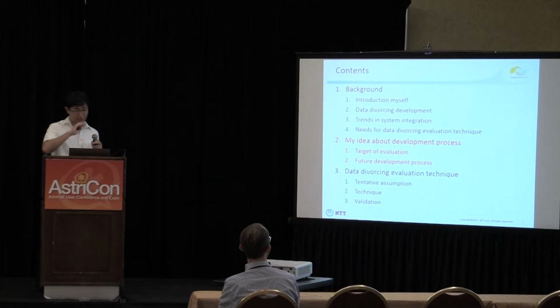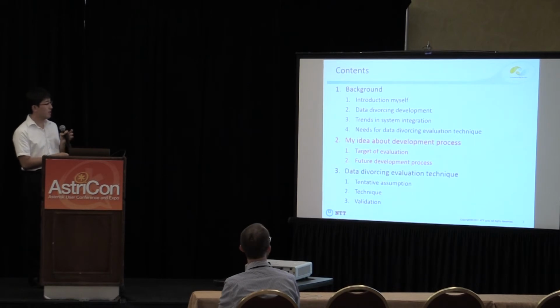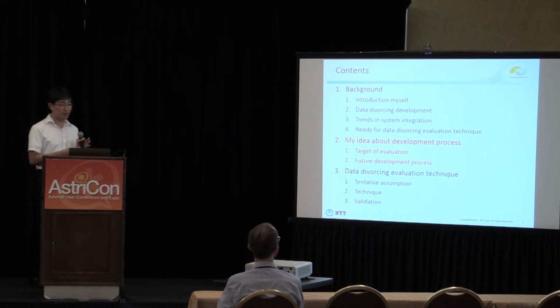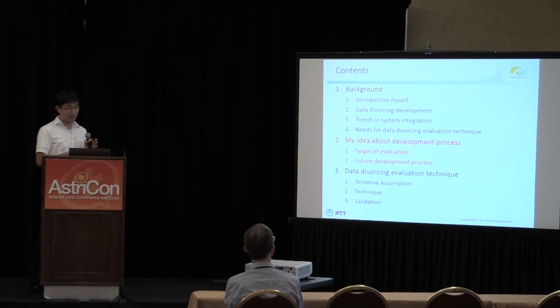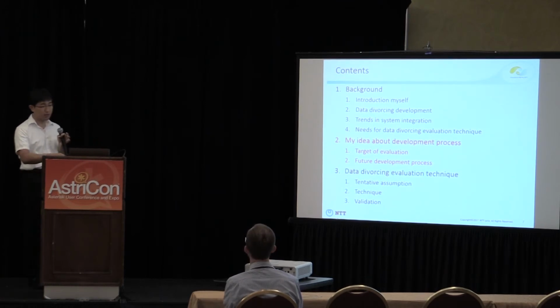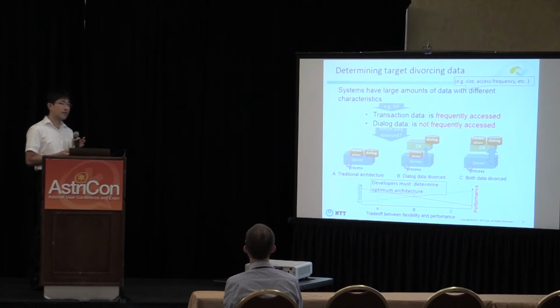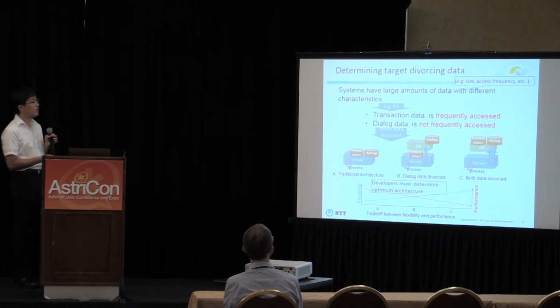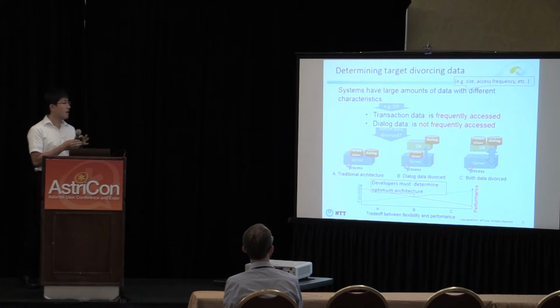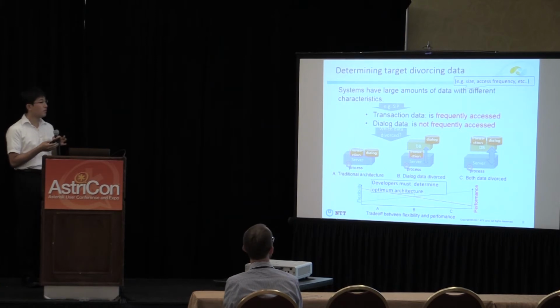Next, I explain the background of this presentation. In the next section, I will explain my idea about the development process. Firstly, I show the developers' task of determining target debossing data. Systems have a large amount of data, and they have different characteristics. So developers have to determine target data.